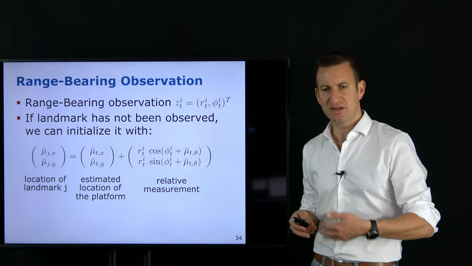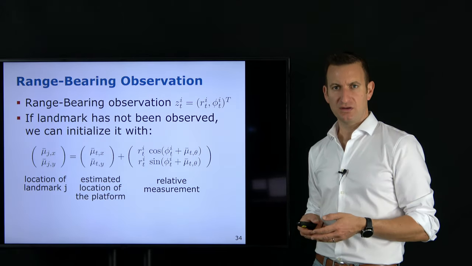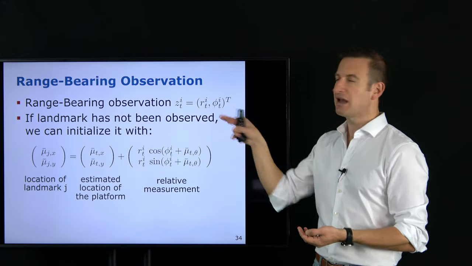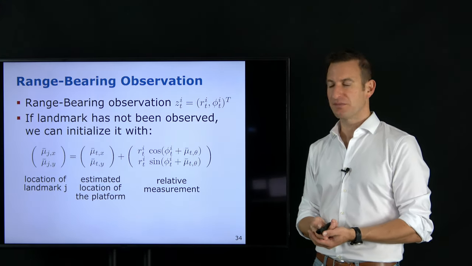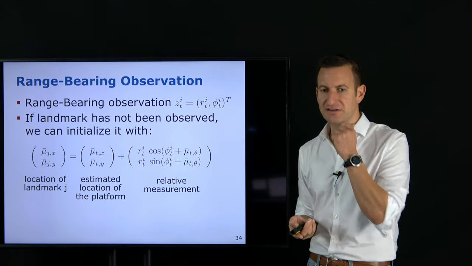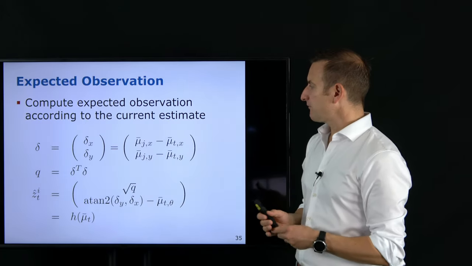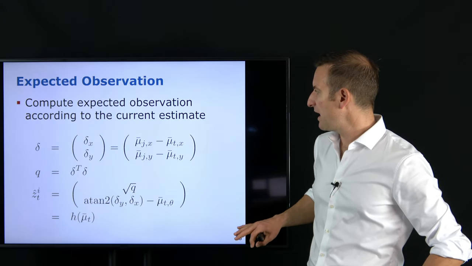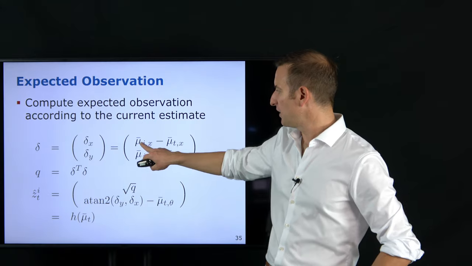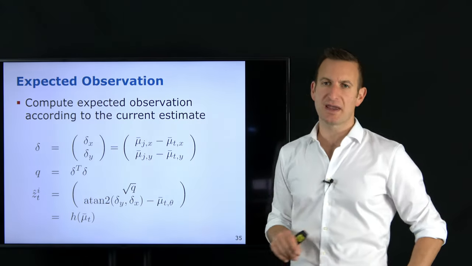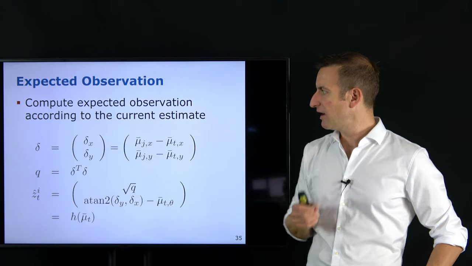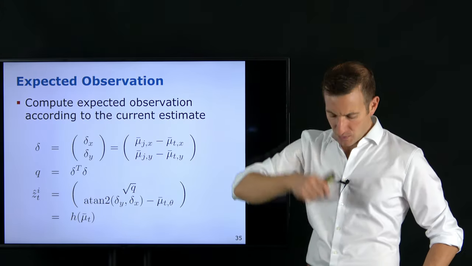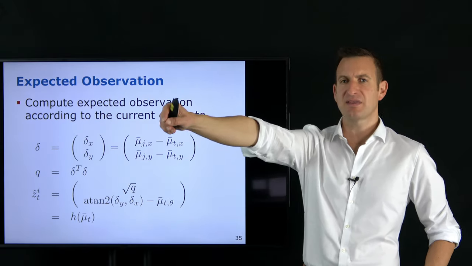Otherwise, if I have already seen the landmark and have an estimate, I need to estimate what I'm going to see. I need to compute my predicted observation. So I need to predict a range and a bearing, given that I know where that landmark is. I have an estimated x location and an estimated y location of my landmark. And then I can ask, what should I observe? I know where I am, or I have an estimate of where I am, and I have an estimate of where that landmark is.